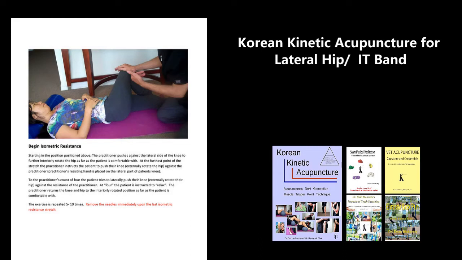You can get a good idea of the range of motion in arthritic conditions. Some patients have really good range of motion. You can really cross the leg far across the body. And then from that furthest point of stretch, you begin the isometric resistance stretch where you instruct the patient to laterally push the knee, which is externally rotating the hips. So they push the knee against your resistance. And we will show the video of this now.